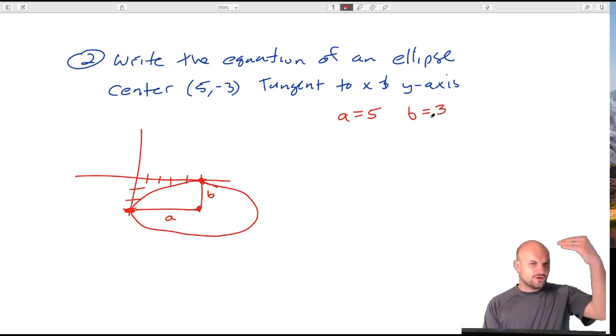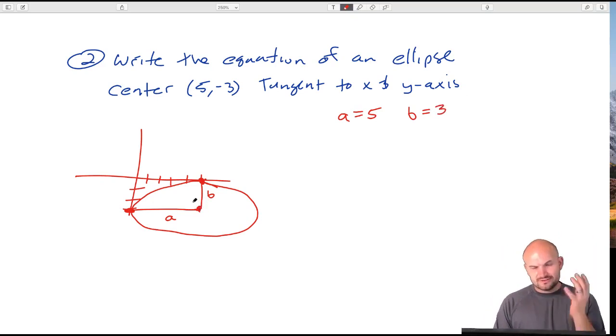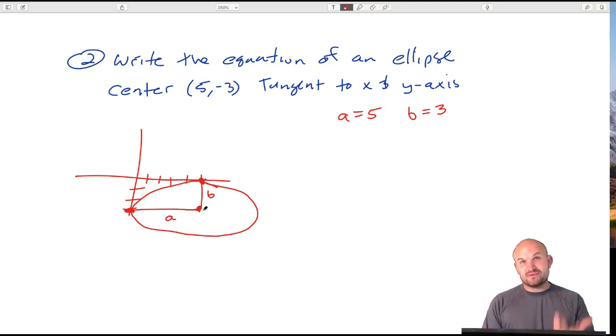Now, again, you could say, well, you're going down. Well, yes, but B doesn't have positive or negative because remember the formula is squaring it, right? Since we have a horizontal major axis, A squared is going to be under the X term. And remember, X is always with H. Remember, this is your H comma K. That's what I was trying to think of. I was like, there's something to do with the H, K.